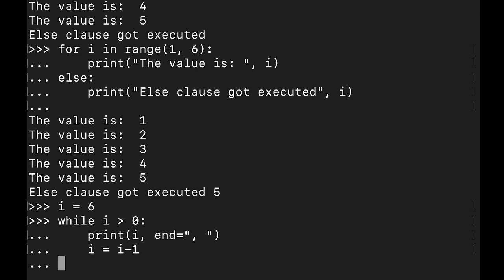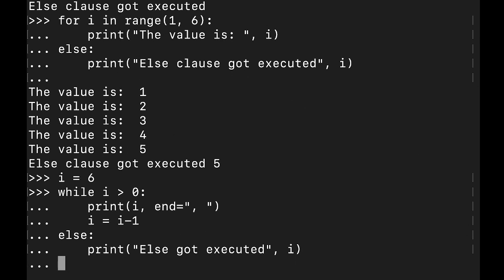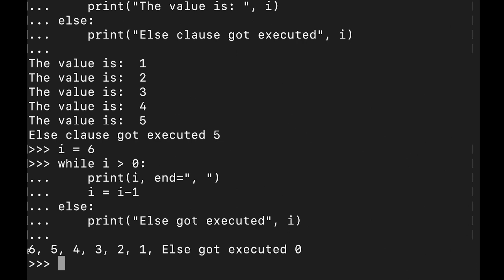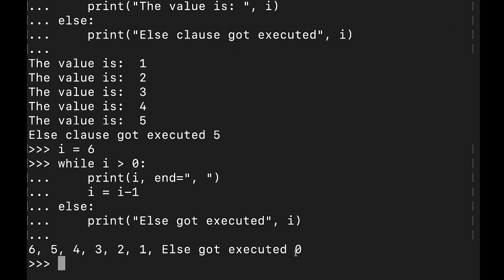After this, here I will be writing the else statement. See, the line of while and else is aligning, right? So that means this else is for the while statement. Okay, so in else we can print the same statement, that is, else got executed, and print the value of I. Okay, so this is my program, and let us see what is happening. So see, 6 5 4 3 2 1, and here you see it is not 1, it is now 0.